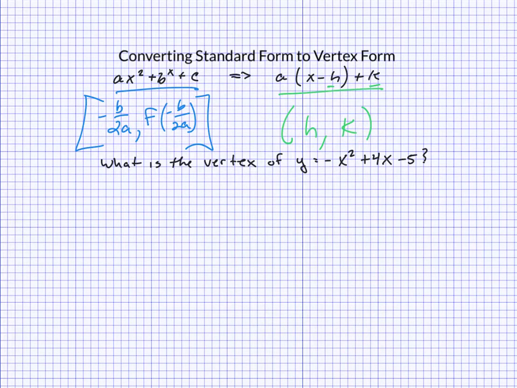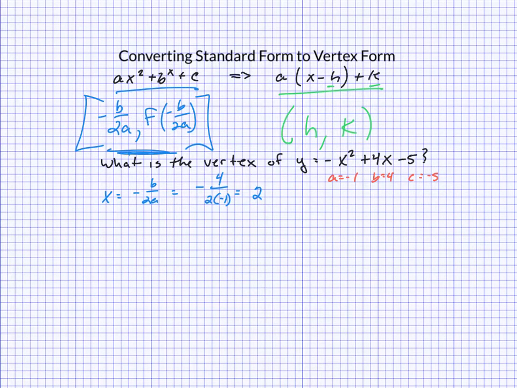We could do completing the square, but that's just not convenient. So we're going to go ahead and convert. I know that a equals -1, b equals 4, and c is -5. On the previous slide, we talked about my vertex. Let's look at x equals negative b over 2a. Given the values of this equation, that is going to be -4 over 2 times -1, which is going to give me 2.